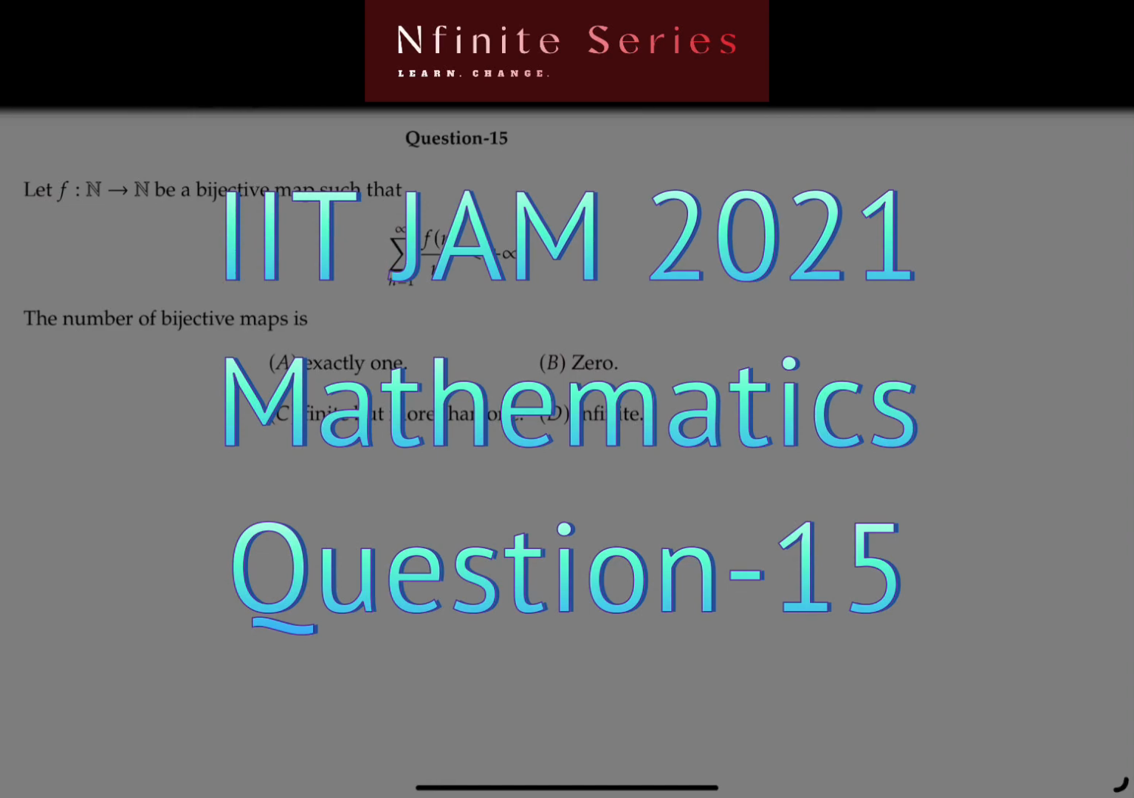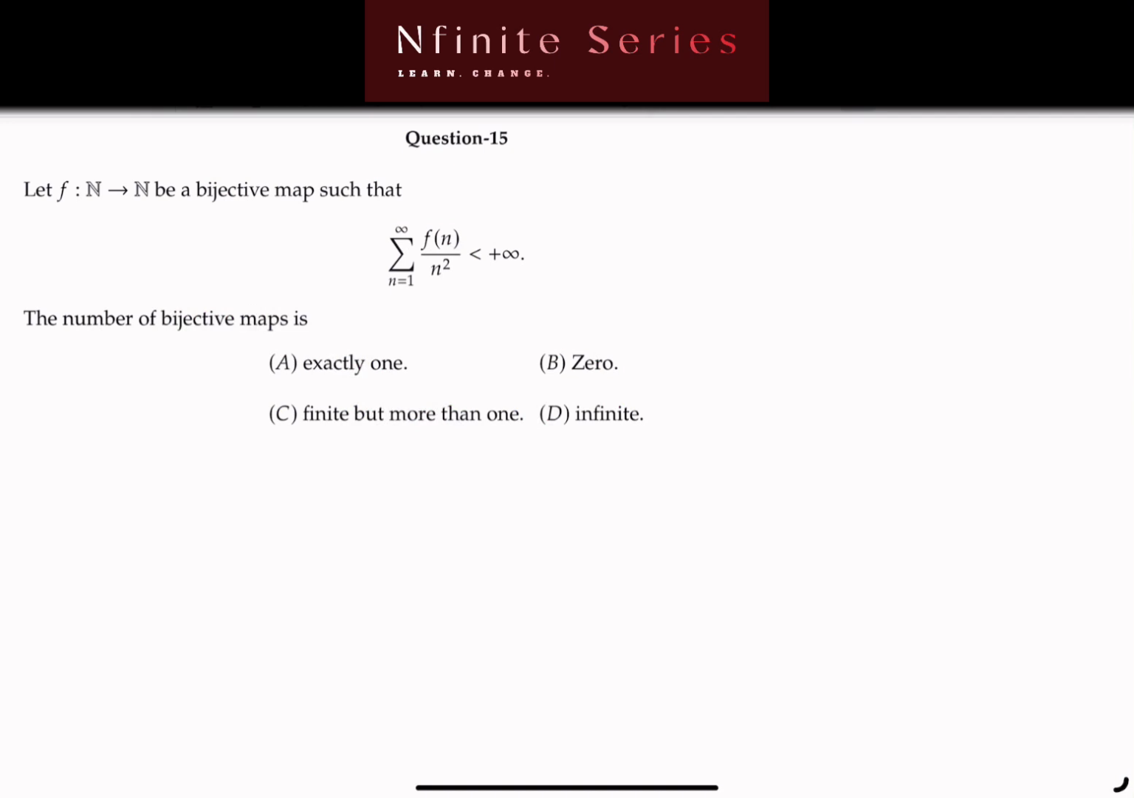Hi, in this video we solve question number 15 of IIT JAM 2021 mathematics paper. Here's the question. F is a bijection between natural numbers and we have to find the number of bijective maps such that the summation fn divided by n square, n from 1 to infinity, is finite.